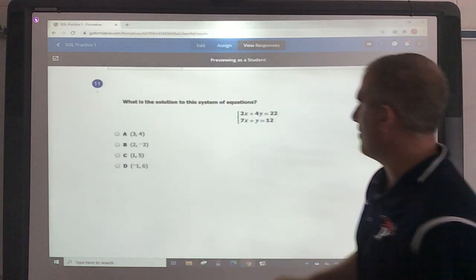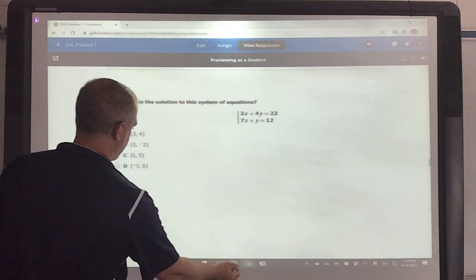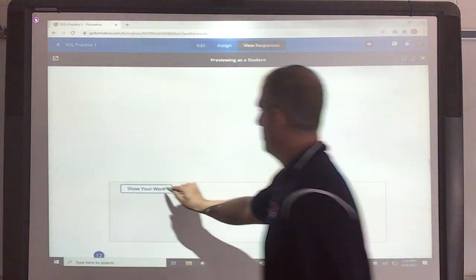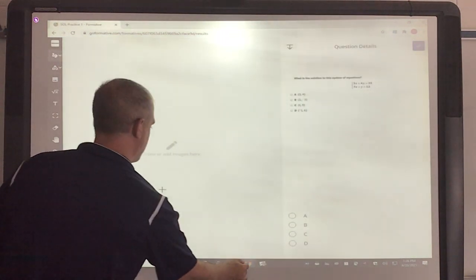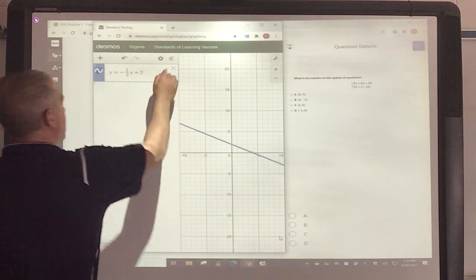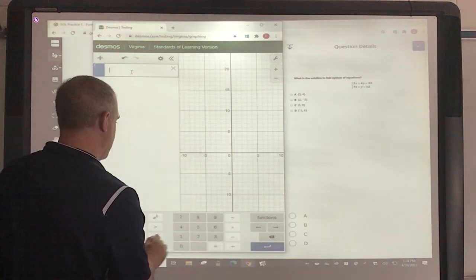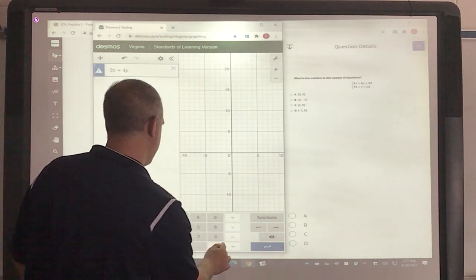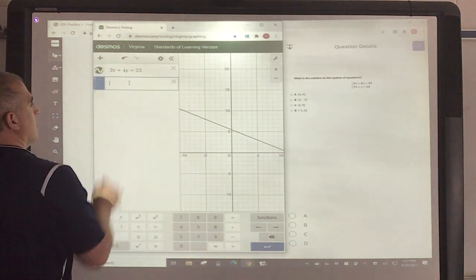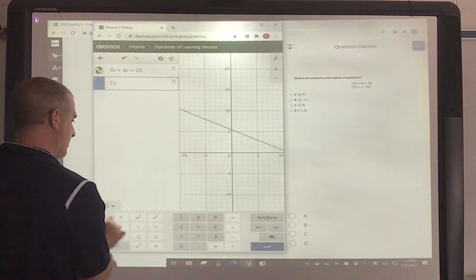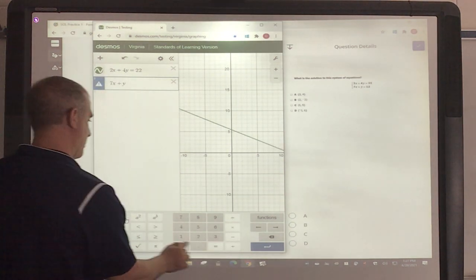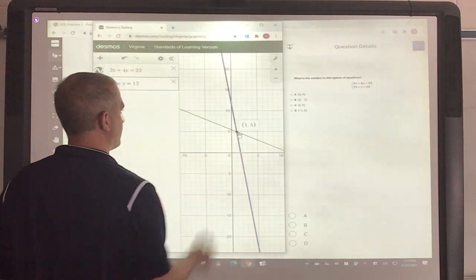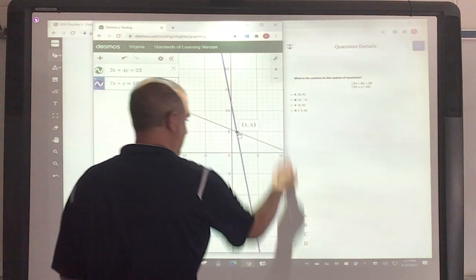Okay, which of the following is a solution to this system? Once again, I would use Desmos here. How would I do that? I would just type both of those into the Desmos. 2x plus 4y equals 22. Okay, 7x plus y equals 12. Okay, where do those intersect at? 1, 5. That is answer C.